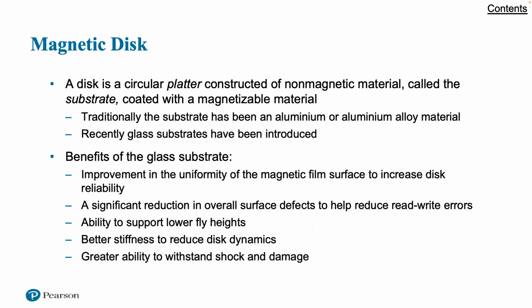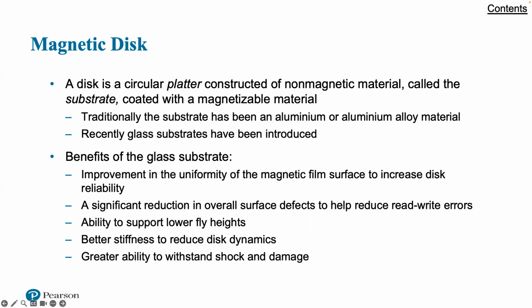So a disk is a circular platter constructed of non-magnetic material called the substrate material, coated with a magnetizable material. Traditionally, the substrate has been an aluminum or aluminum alloy material. More recently, glass substrates have been introduced. The glass substrate has a number of benefits, including the following.